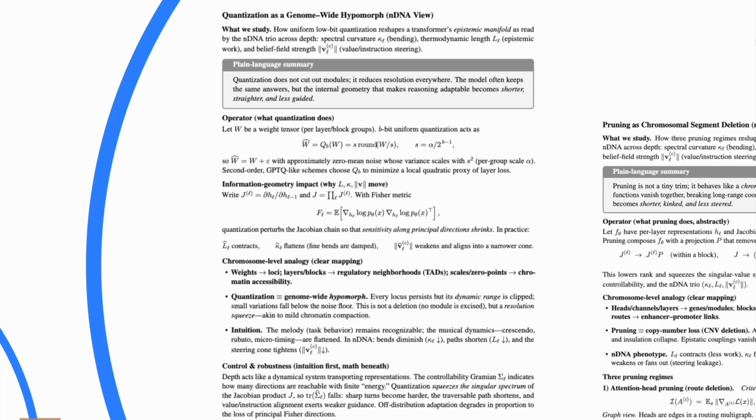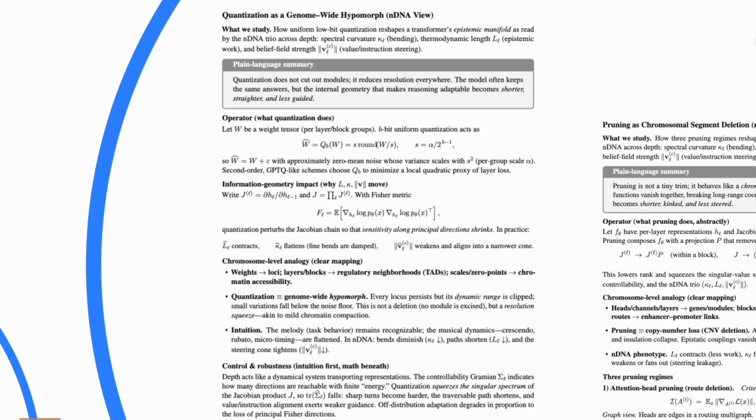Quantization squeezes the singular spectrum of the Jacobian, so the total controllable power falls. Sharp turns become harder, the traversable path shortens, and value or instruction alignment exerts weaker guidance. Off-distribution adaptation, turning toward novel or rare evidence, degrades in proportion to the principal Fisher directions that are lost. Takeaway: quantization is not a benign size change, it is a resolution transform.